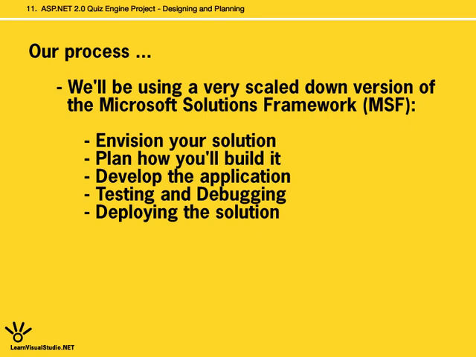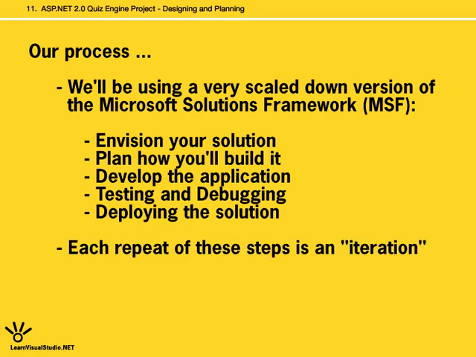And ultimately, the Microsoft Solution Framework, or MSF for short, boils down to some pretty basic steps. First, you envision what you plan to build. Next, you start planning to build it. And third, you start developing the application according to your plan. The fourth step is testing and eradicating any bugs in your application, and then finally deploying your application. Now in the MSF, these 5 steps are repeated several times for a given software development project. Each repeat of these steps is called an iteration.